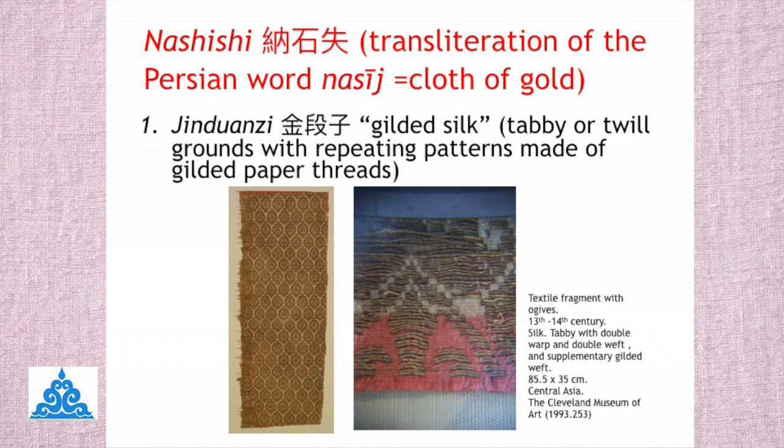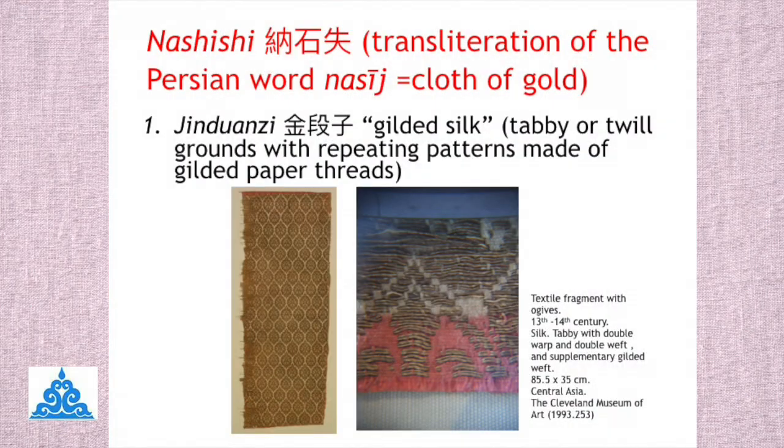3 main different types of golden weaving were produced at the same time, but in spite of their very similar appearance, they were all of different structure. The first is the jinwanzi, gilded silk, referring to tabby or twill grounds with a repeating pattern made with golden brocading of lancet decorating weft, or gilded paper thread, that is a typical Chinese technique which began to acquire popularity during the Liao dynasty. Among these types, also assembled in the Cleveland Museum of Art that you can see here.